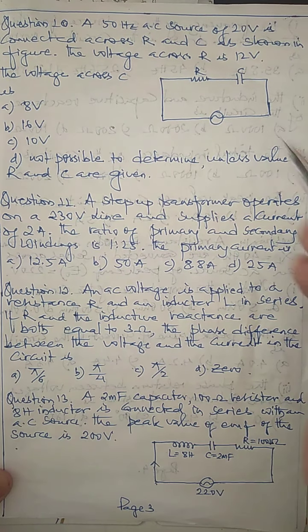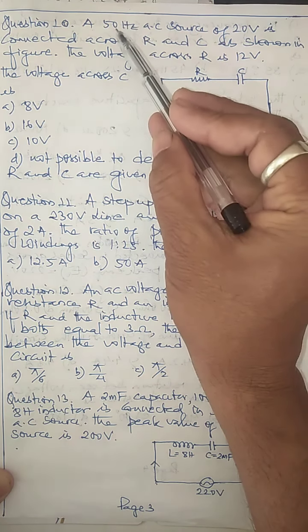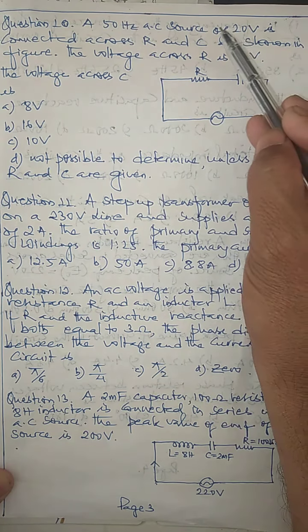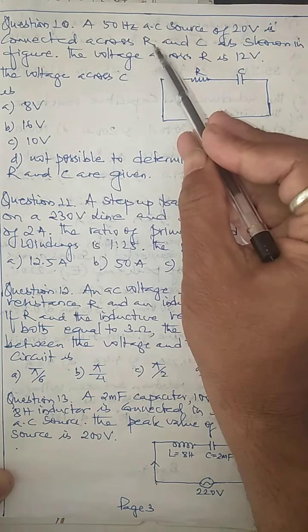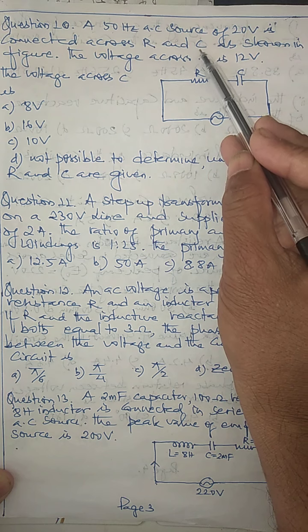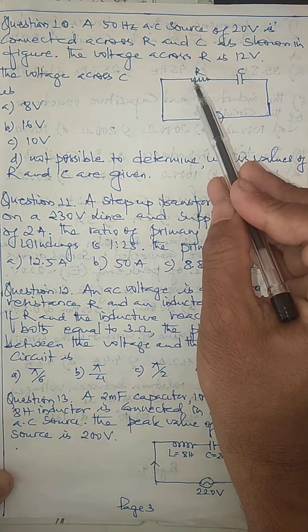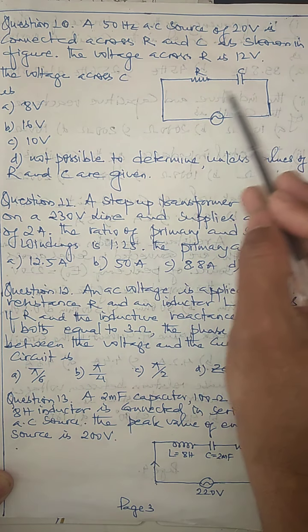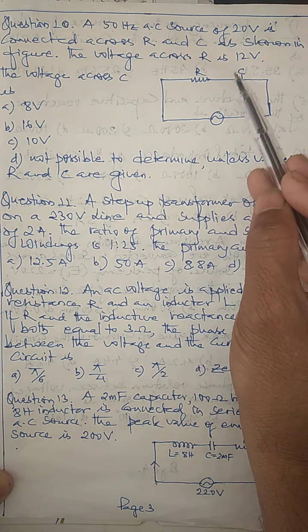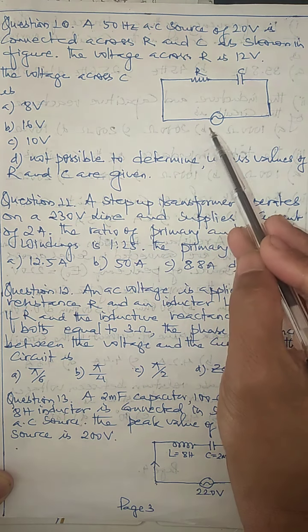Question number 10 says that a 50 Hertz AC source. So what is the frequency of the AC source? 50 Hertz. A 20 volt AC source is connected across R, meaning resistance, and C, meaning capacitance, as shown in the diagram. This is the combination of resistance and capacitance in series, and this is also called a CR circuit. Capacitance and resistance connected in series, this is what circuit? CR circuit, connected to an AC source.